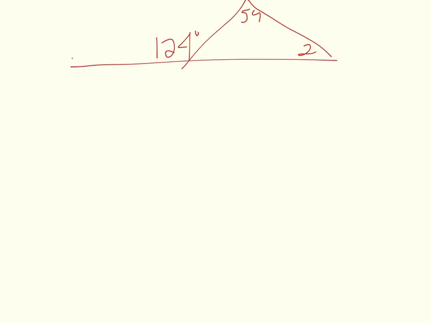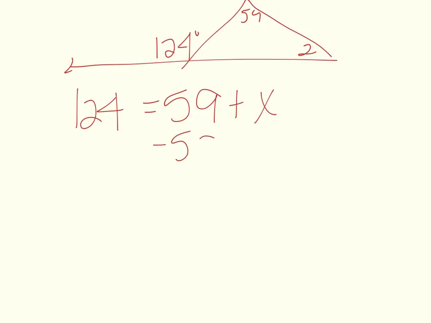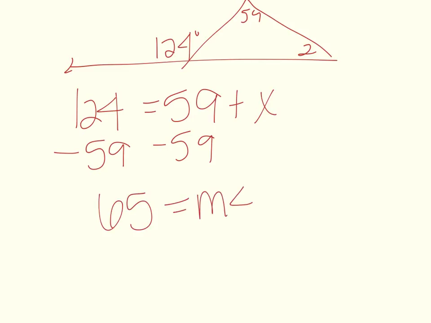We know that 124 is the exterior angle, and we know that it is the sum of the two interior angles. I'm going to call angle 2x just because I prefer that. My next step is to subtract 59 from both sides, and so once I do that, I end up getting my answer, which is 65, so the measure of angle 2 is 65 degrees.